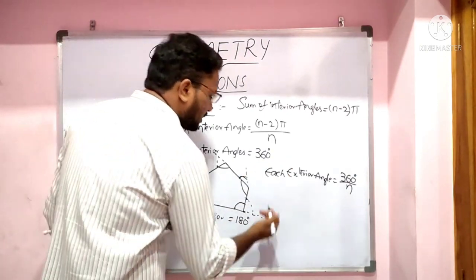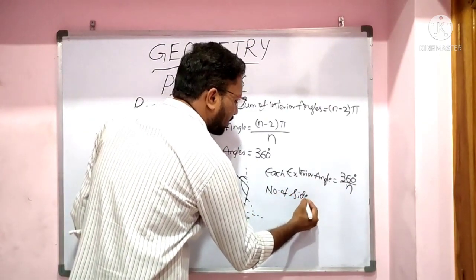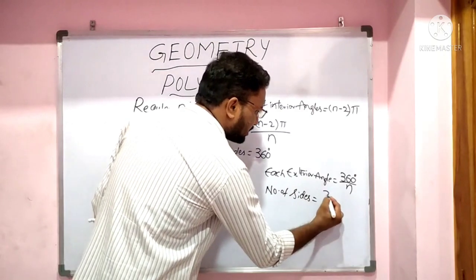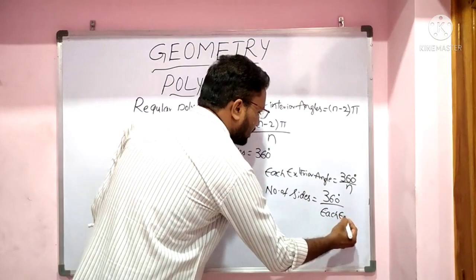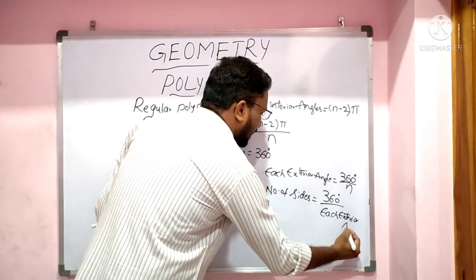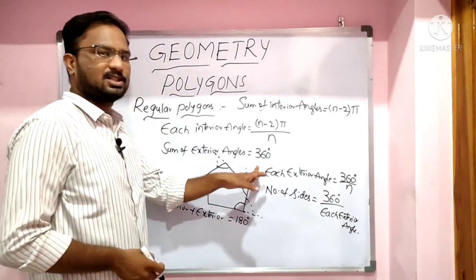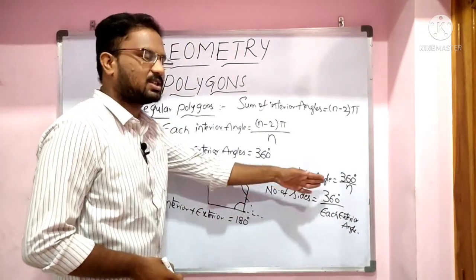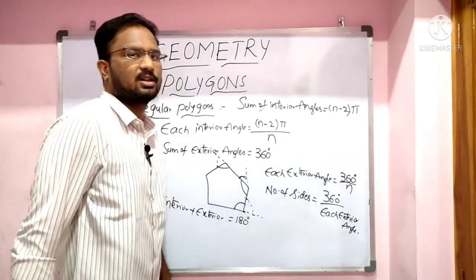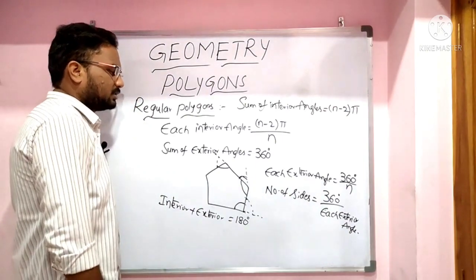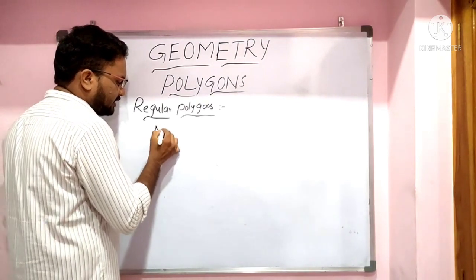Next, the number of sides. From this, the number of sides of a polygon can be written as 360 degrees by each exterior angle. So the sum of exterior angles is 360 degrees, each exterior angle equals 360 degrees by n, and the number of sides can be written as 360 degrees by each exterior angle. So these are the exterior angles. Next one, the number of diagonals of a polygon.